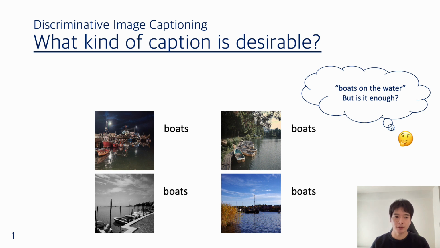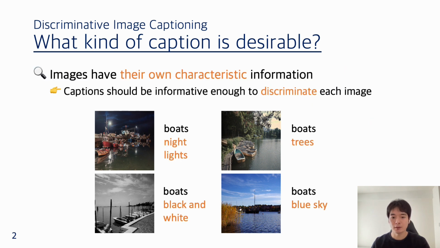So let me first introduce the task of discriminative image captioning. Given these four images, what are the desirable captions for the images? All of these images have boats in common, but is it enough to describe only boats on the water? It's not enough. Images have their own characteristic information, like highlighted in orange. So captions should also be informative enough to discriminate each image by including this characteristic information.